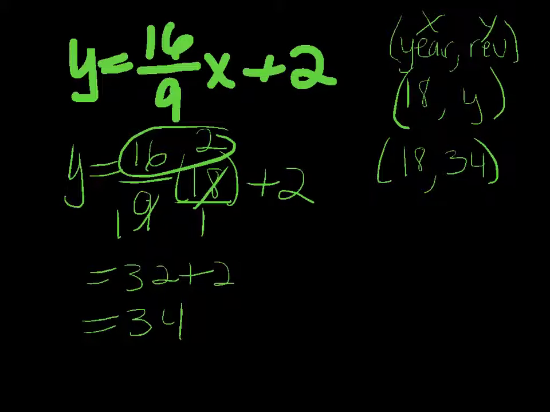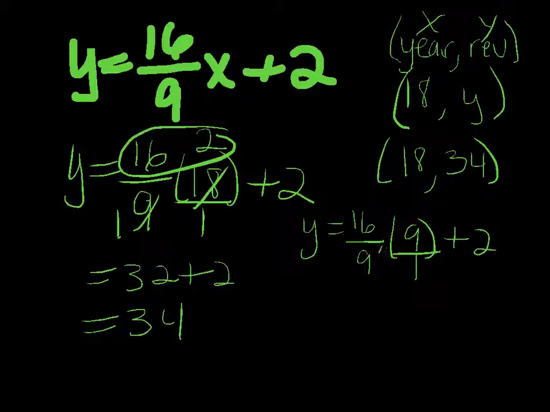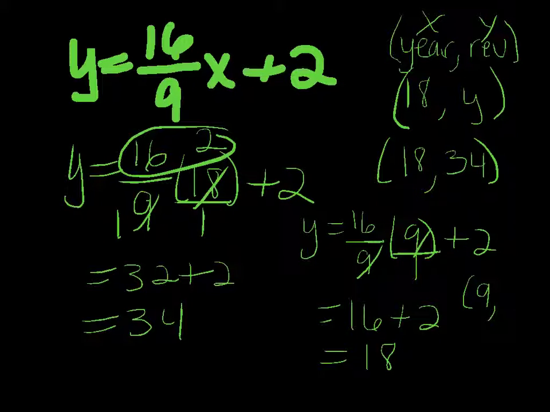So let's do 9. So y equals 16 over 9. That was our slope. And we're going to say, okay, if x is 9, what is y going to be? Okay, so I'm going to cancel my 9's. And we got 16 plus 2, which is 18. Okay. So our answer, if x is 9, or the year is 2009, our revenue would be $18 million.